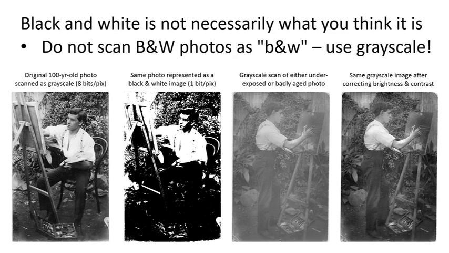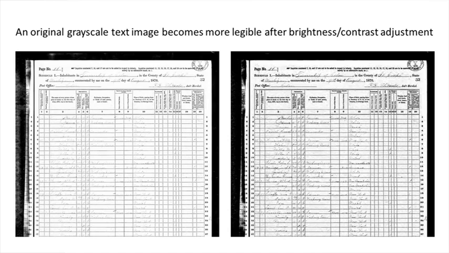Note that even if the original document, a text page for example, consists of only black and white pigment originally, it may still be wise to scan it as grayscale in order to manipulate the brightness before converting to black and white if you wish. An example is shown here of a scanned census page from FamilySearch.org. Being difficult to read in its original exposure, adjustment of brightness and contrast greatly improves the legibility of this grayscale image.